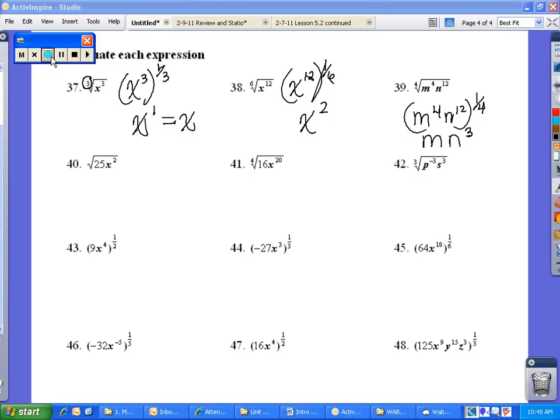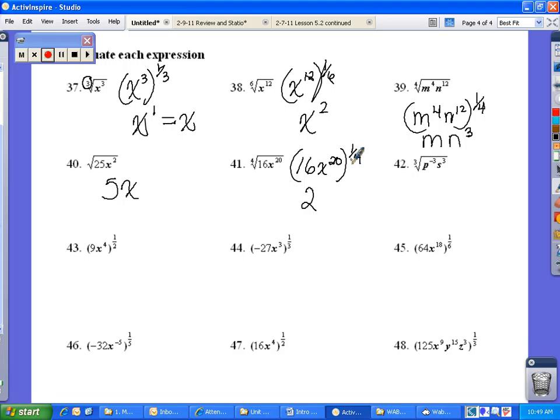For number 40, you want to take the square root of both 25 and x squared. So the square root of 25 is 5, and the square root of x squared is x, so 5x. For number 41, again, you want to raise the 16x to the 20th to the 1/4 power. So 16 to the 1/4 power is basically the 4th root of 16. And so when you take the 4th root of 16, you get 2.